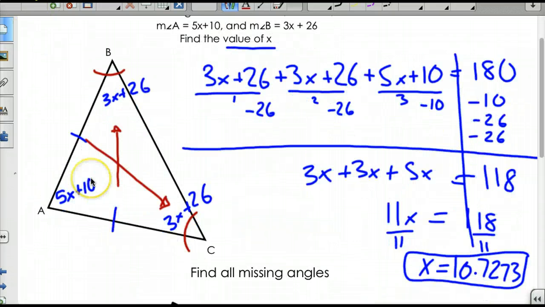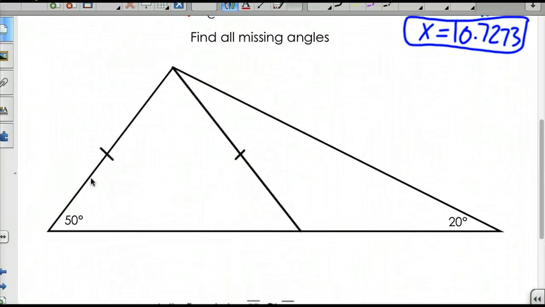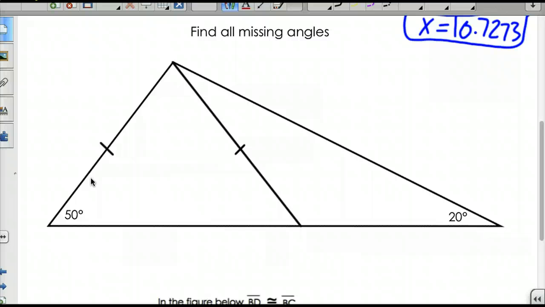Going down, we're just going to do two more problems. Find all missing angles. Now, what you see here is that this is an isosceles triangle right here. So the missing angles we're going to find is here, here, here, and here. All those angles we have to fill in for.